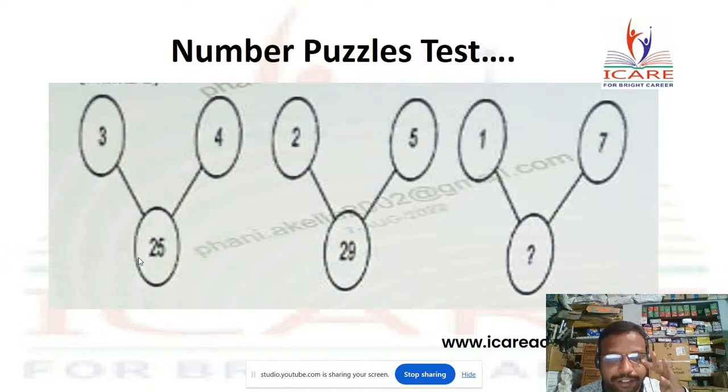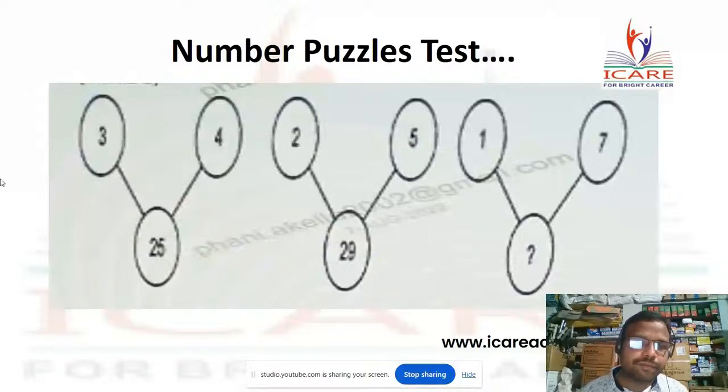Some images look blurry. Try to understand. 3 square plus 4 square: 9 plus 16, 25. 2 square is 4, 5 square is 25. 4 plus 25 is 29.